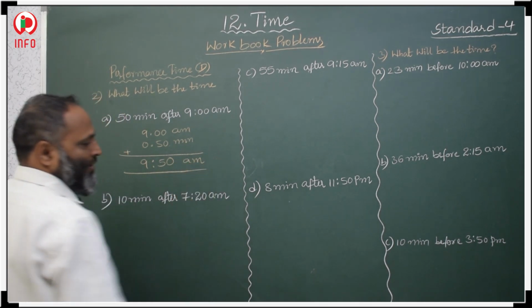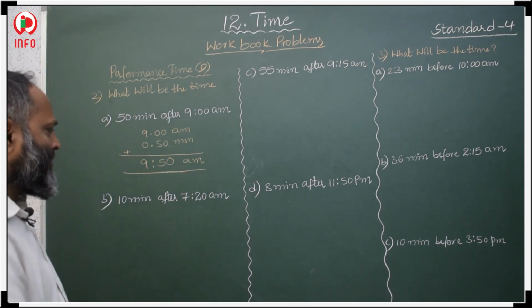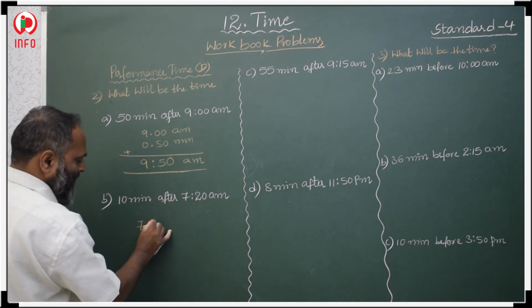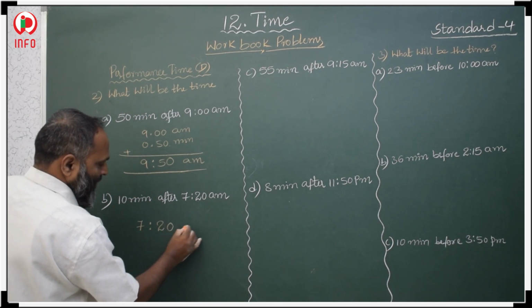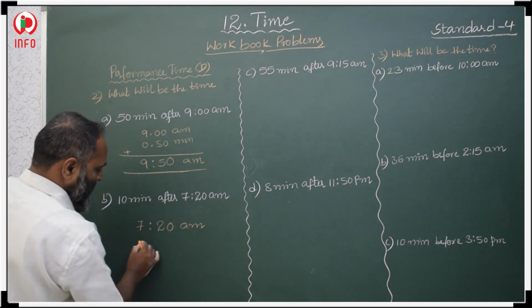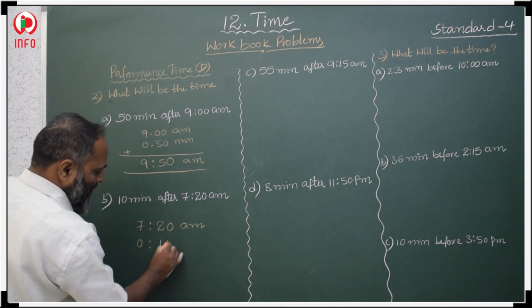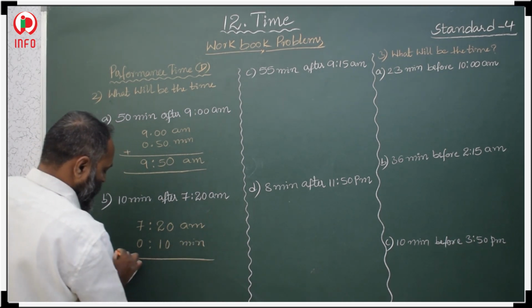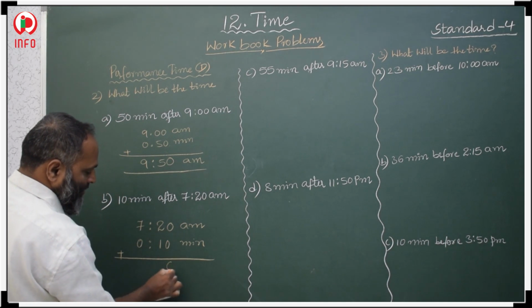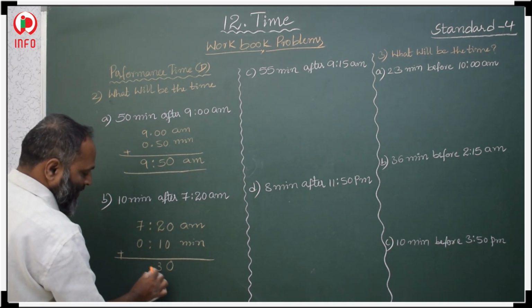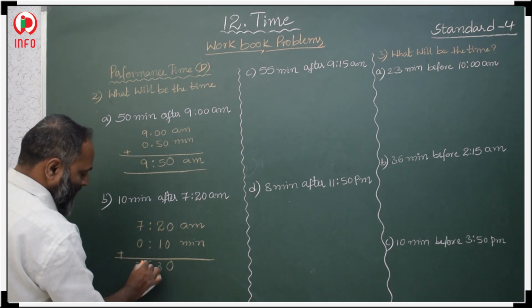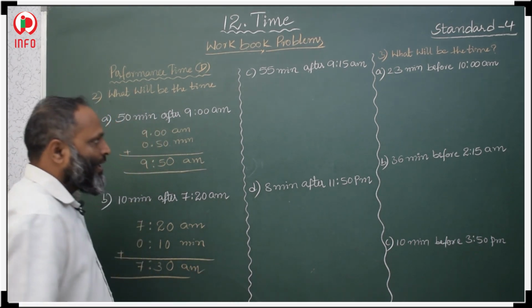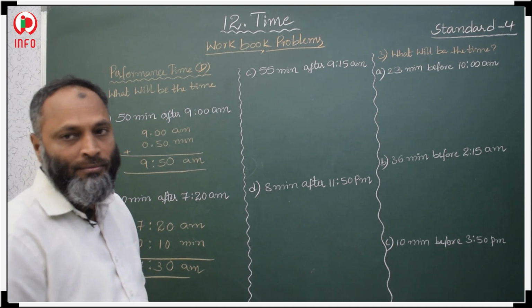After 15 minutes, what is the time? 9 a.m. Now 10 minutes after 7:20 a.m. After 10 minutes means we should add 10 minutes. 0 plus 0, 0. 2 plus 1, 3. 7 plus 0, 7. 7:30 a.m. After 10 minutes, the time is 7:30 a.m.